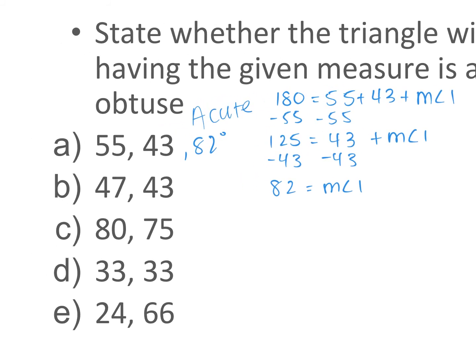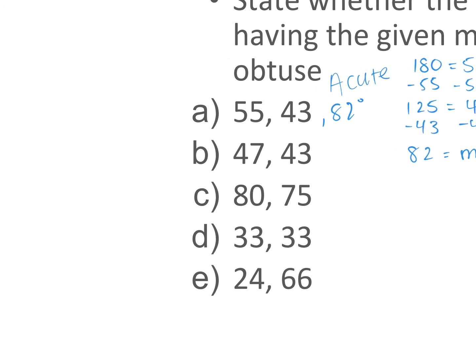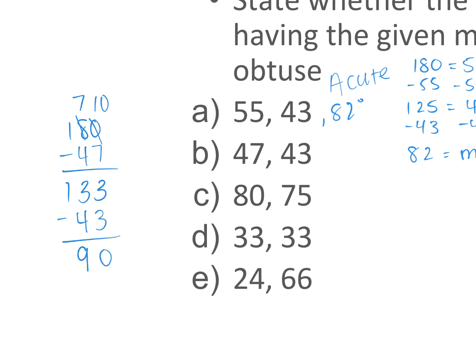Okay, for the second one, we do the same thing. We know that the entire triangle has a sum of 180 degrees. So we're going to do 180. We're going to subtract the two angles that we know. So subtract 47. You're going to get, this becomes a 7, this becomes a 10, 3, 3. So 133 degrees. And then also subtract 43. You get 0. This becomes a 9. So 90 degrees. So our last angle must be 90 degrees.